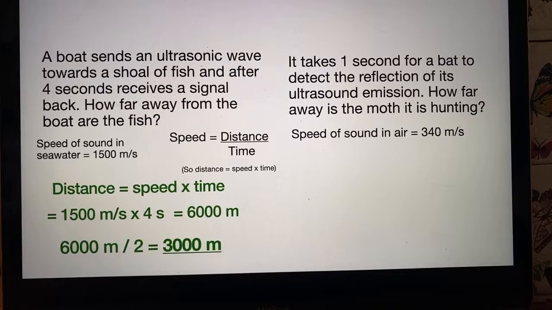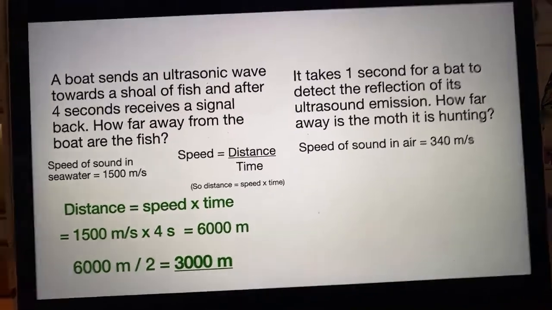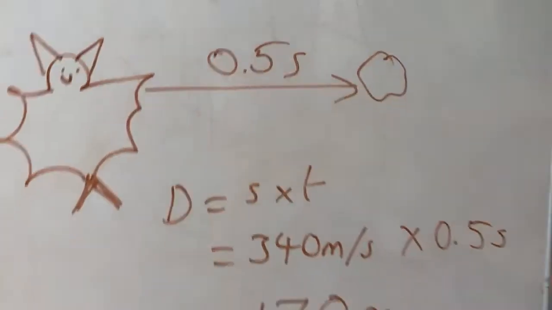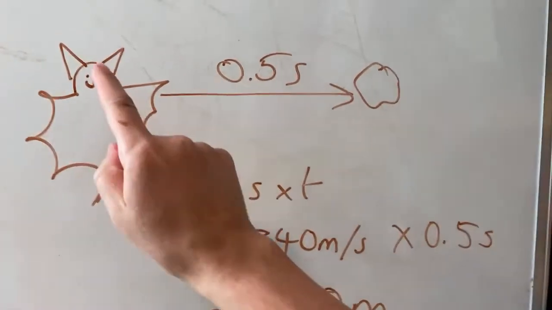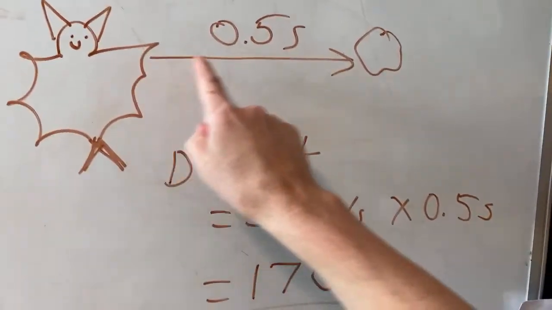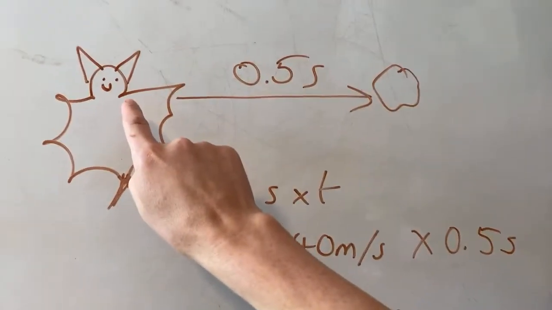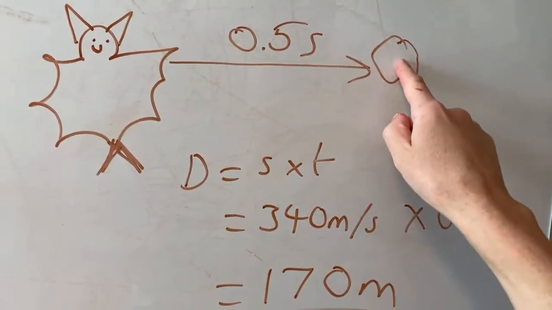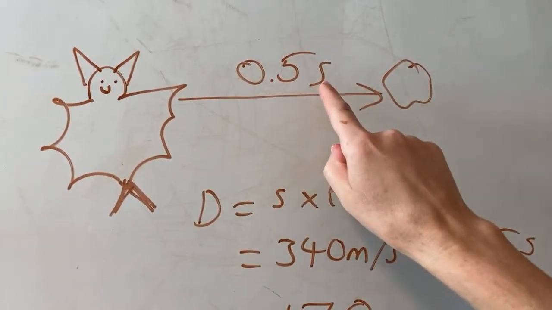And for the next one, I'm not going to bother to show you my awesome diagram. Oh, it is so awesome. Yeah, I will. So you've got this bat. It takes 1 second for the bat to detect the ultrasound wave that it gives off. So therefore, it takes half that time for it to actually get to its prey. So the time is 0.5 seconds.